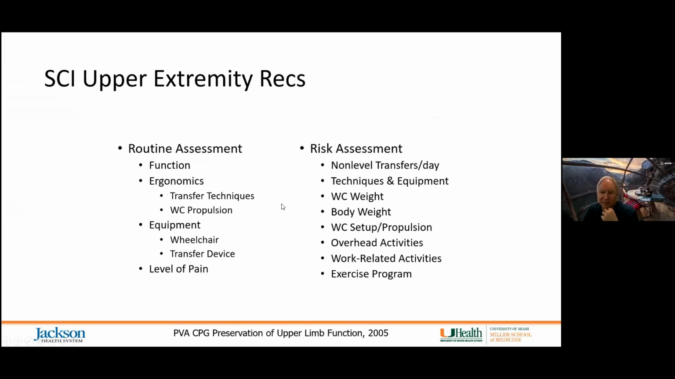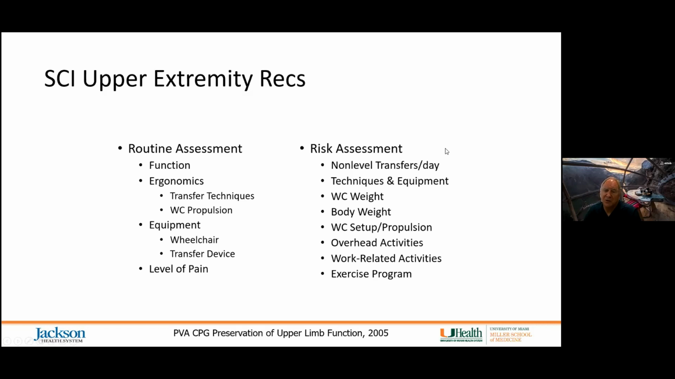The overall recommendations are these. Our routine assessment, as we're seeing these folks in our clinics, needs to discuss their function, ergonomics, including their wheelchair propulsion and transfer techniques. We need to consider what kind of wheelchair and or transfer device they're using, and then their level of pain, as you would expect. So we want to try to quantify that and determine if there are mitigating factors, putting it forward.